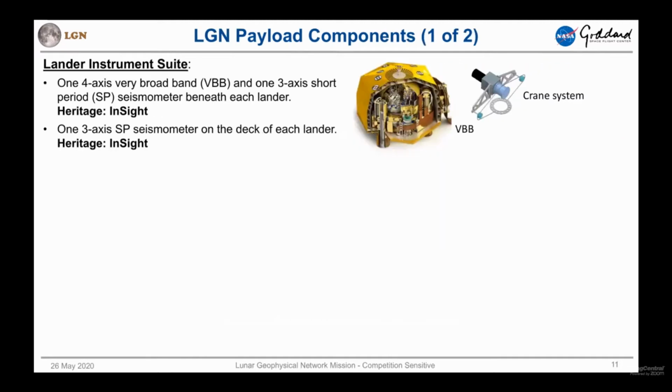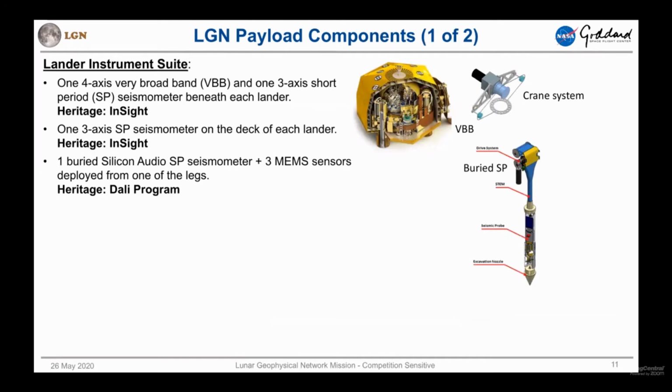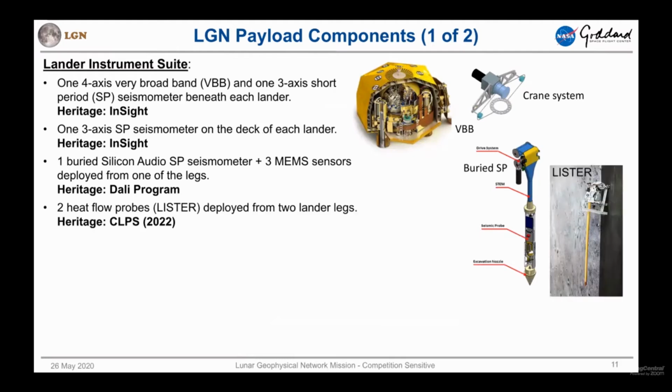So the instrument suite, we've got a lot of heritage. We're adapting the very broadband seismometer from InSight, and that will be coupled with the 3-axis short period seismometer, again with InSight heritage. We would also have a short period seismometer on the deck of each lander. We have an audio short period seismometer that would also contain 3 MEMS sensors. That would be buried via a honeybee pneumatic system from one of the legs, and again heritage through the DALI program with that. We have 2 heat flow probes, again deployed from 2 lander legs.